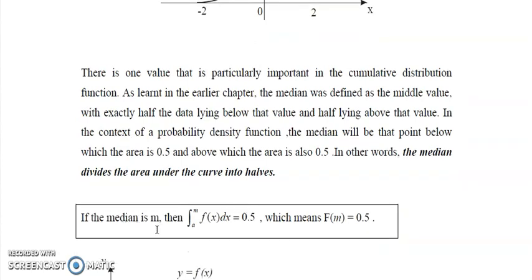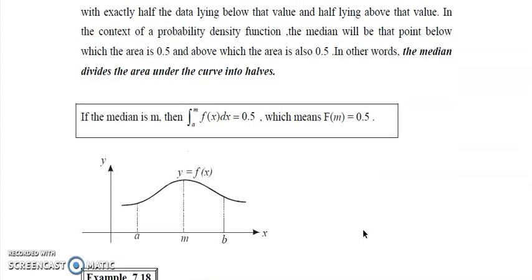So if you want to find the median, this is the formula: we are going to integrate from a to m, where m represents our median. You integrate the PDF, and it must be equal to 0.5, which means capital Fm must be equal to 0.5 here.